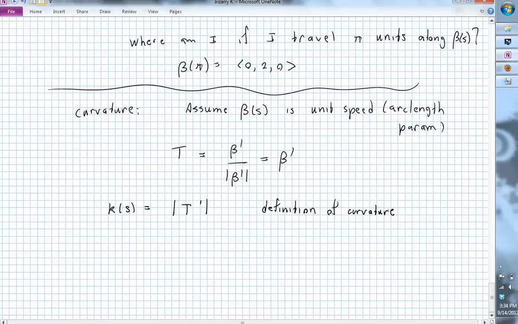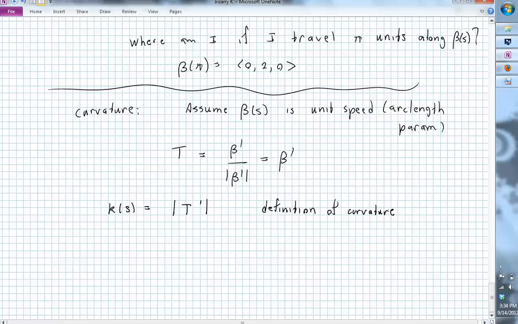Whereas if it's a straight line, what's the tangent? The tangent is just the direction. What's the derivative of the tangent? 0. What's the magnitude of that? 0. What's the curvature? 0. So this quantity we're going to call curvature. And the bigger it is, the more the thing wants to bend at that moment.